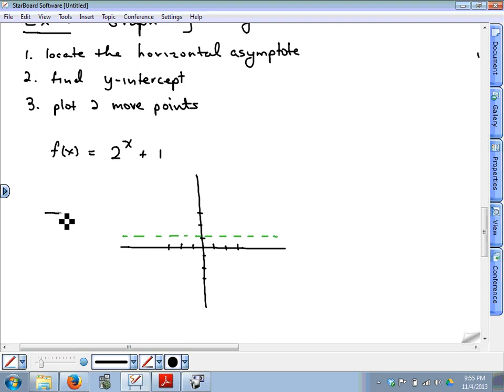Okay, after you've done that, make your table of values with 3 points. One of those points is the y-intercept, and another 2 points if you're choosing. So to find the y-intercept, you let x equal 0. 2 to the 0 power is 1. 1 plus 1 is 2. So (0, 2) is your y-intercept. Whatever other points you want to do is up to you. I'm going to let x equal 1. 2 to the first power is 2 plus 1 is 3. So we have (1, 3). You want to let x equal 2. 2 squared is 4 plus 1 is 5.